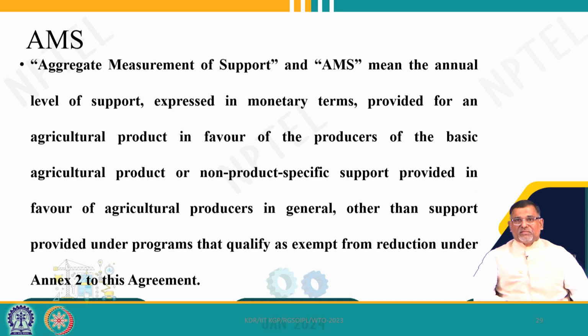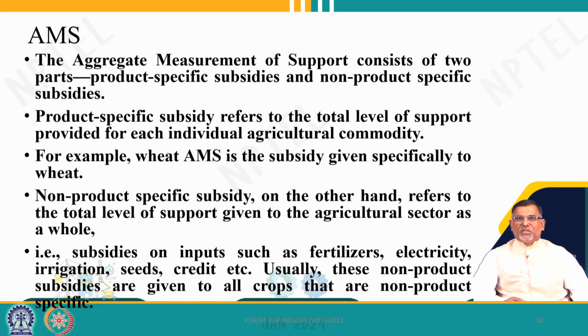Even the US threatened that we will take India to the WTO dispute settlement system for providing subsidies to the food sector, and food subsidies, we saw, are among the highest subsidies provided by the government of India. And so, it is very simple, the AMS, aggregate measurement of support, has two parts: product-specific subsidies and non-product-specific subsidies.